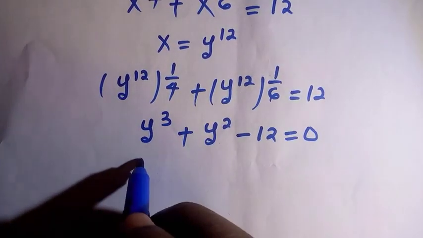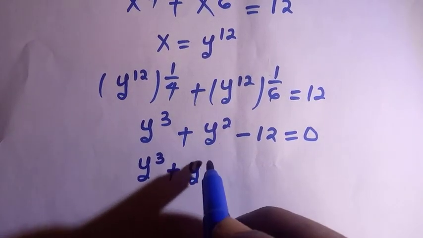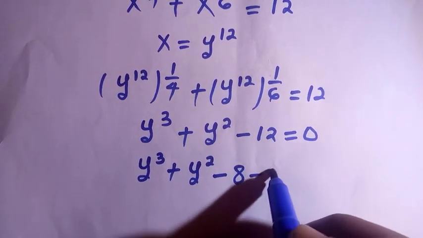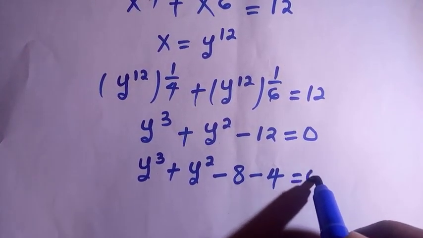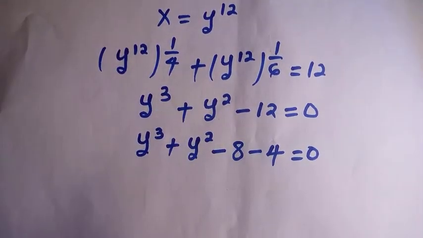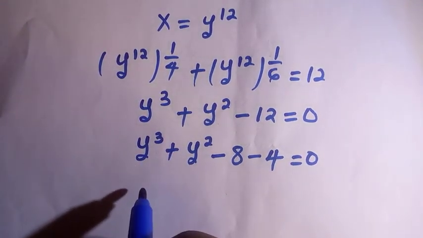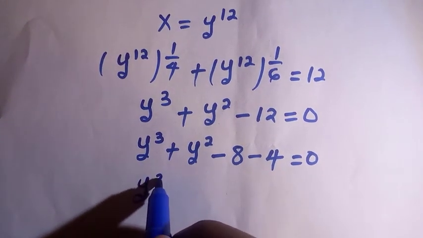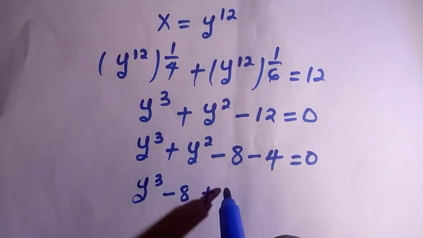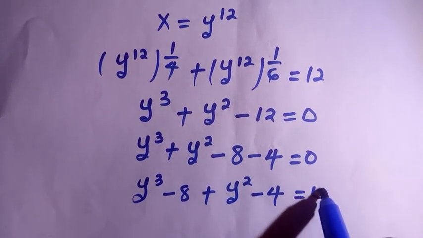But what I'm going to do here is write this negative 12 as negative 8 and negative 4. So here we still have negative 12. If I do the rearrangement, I combine y raised to the power 3 and negative 8 together, so we have y raised to the power 3 minus 8. Then y raised to the power 2 and 4, we also combine, and everything equals 0.